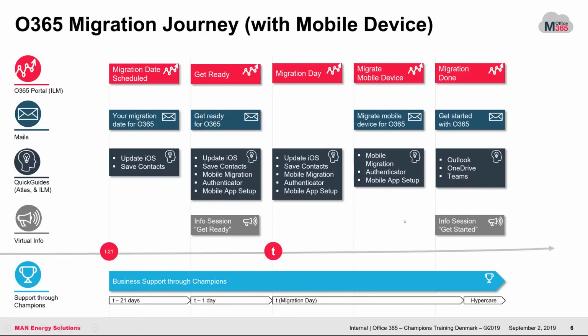What you see down here is an information of which quick guides and which information is important within these steps. So the portal will always tell you what you really have to do and will give you all the information necessary, also a little bit in forward. In the beginning, now that your date is scheduled, it is important that you make sure that you're actually ready for your migration day. So you need to update your iOS version in case you have not done it. We will show you to which version later and save your contacts.